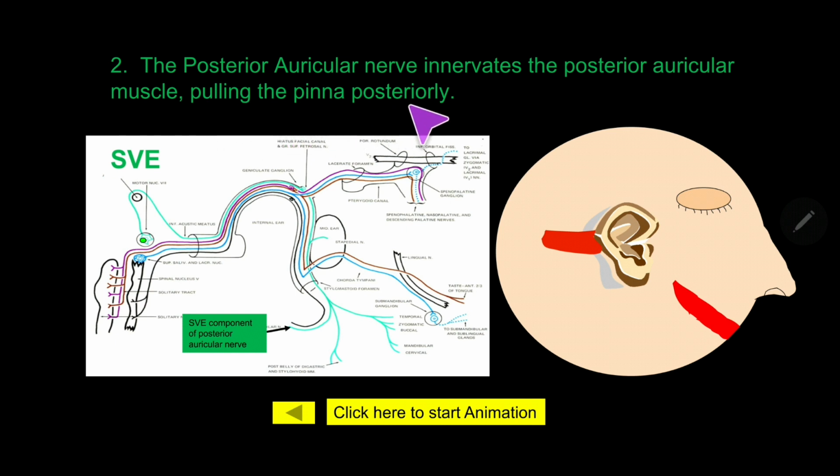Okay. Now in this slide, I'll show you the posterior auricular nerve innervates the posterior auricular muscle, which helps in pulling the pinna posteriorly. This is the muscle I'm talking about here, right? The efferents reach here again from the motor nucleus of the facial nerve. You can see the impulse arising from the main motor nucleus, then via the course of the facial nerve, via the nerve to posterior auricular, it reaches this muscle and pulls the pinna behind. Got it?